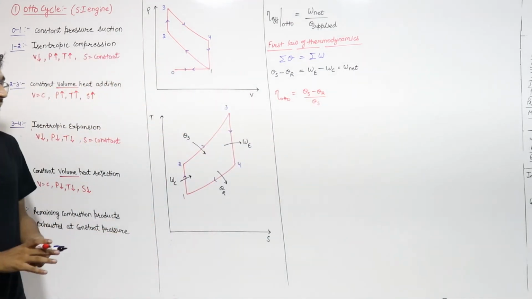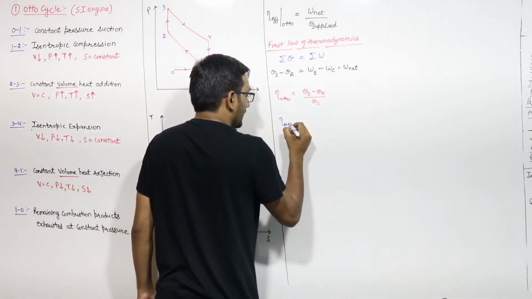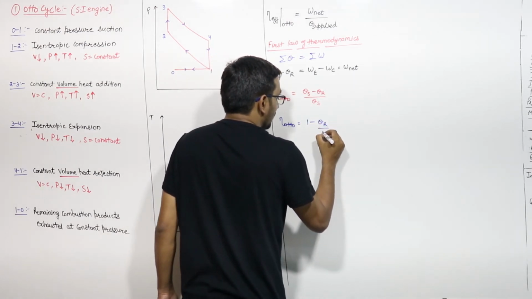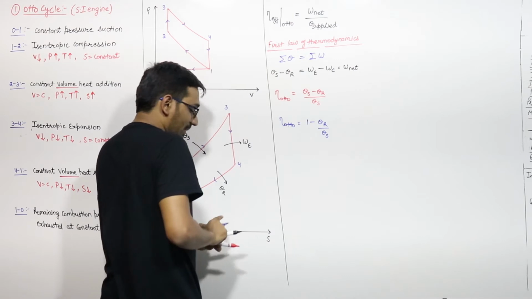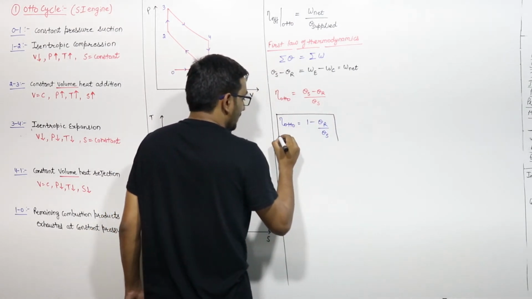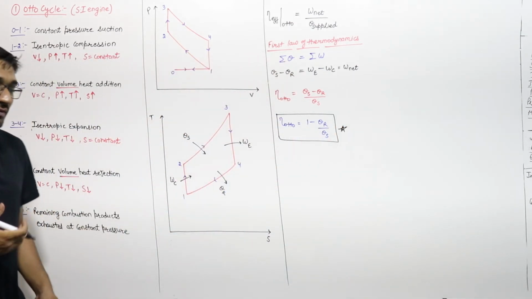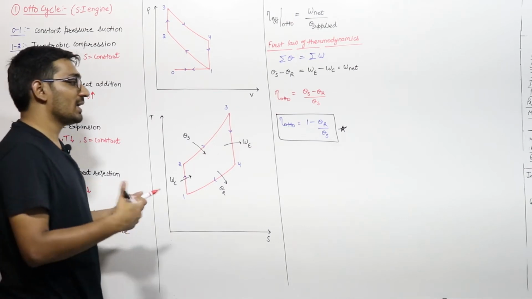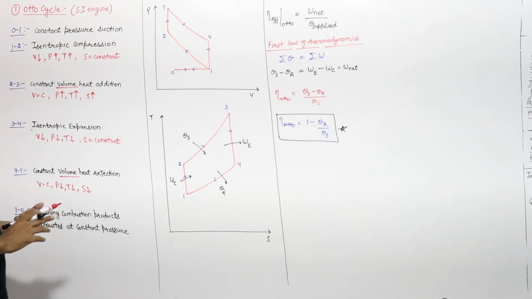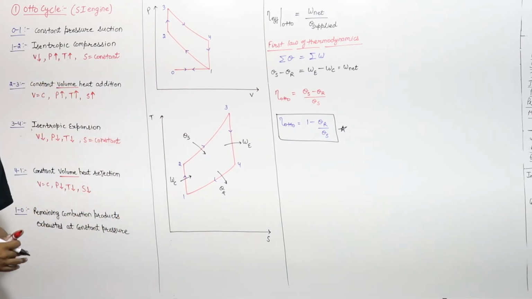QS minus QR divided by QS, and then you can write that the efficiency of the Otto cycle will be equal to 1 minus heat rejected upon heat supply. This formula is the generalized formula for each and every cycle which you have to study, whether it is an air standard cycle or your Rankine cycle, Brayton cycle, any cycle which you study, the efficiency formula will remain the same, that is 1 minus heat rejected upon heat supply.